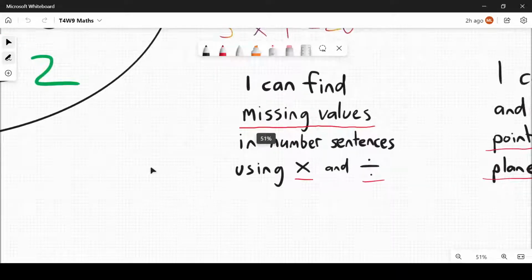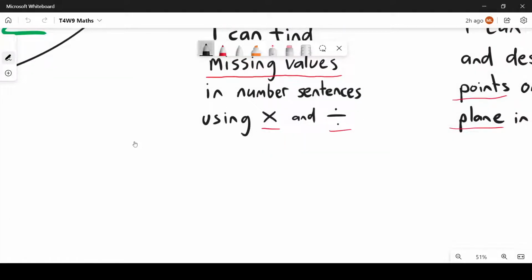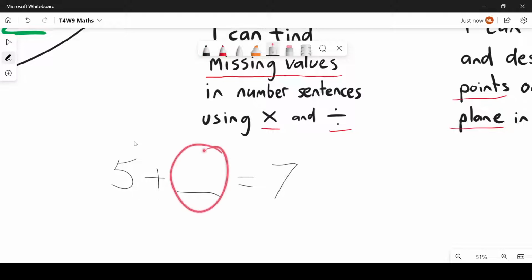So when we say a missing value in a number sentence, it's something like 5 plus something equals 7. So we've got something missing here. That's the value that's missing, but you'd be able to figure it out. Well, if it's 5, what do I add to get to 7? This one would be 2. So that's the missing value that we found. We're going to try and learn how to do that with sentences that use times and divide.